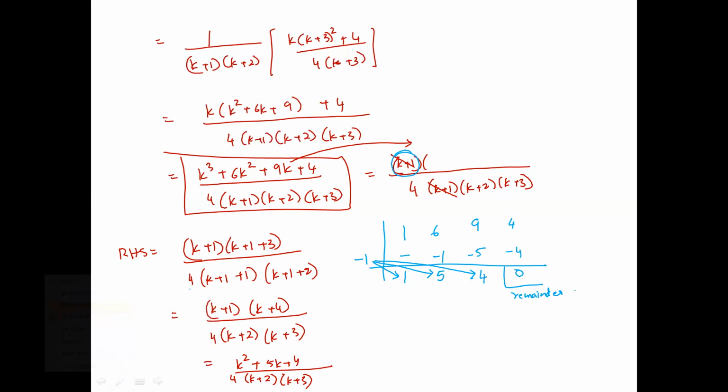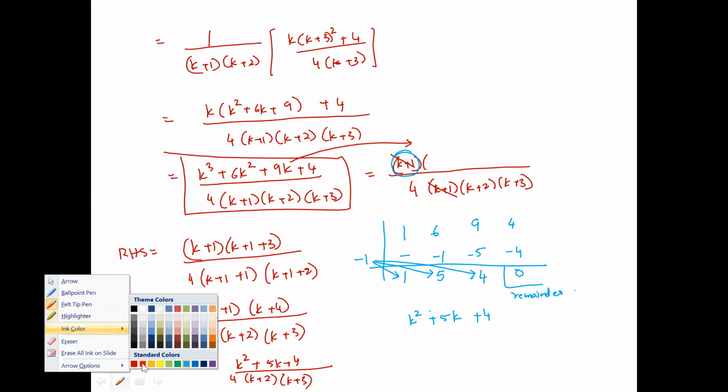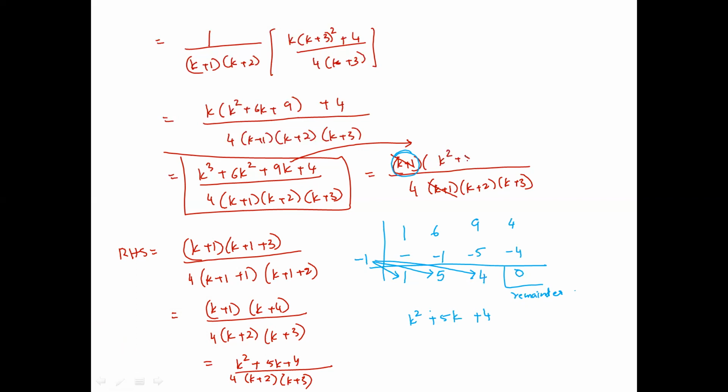That means it will have the factor. 4 is the constant, positive 4, positive 5k, then positive 1k square. So this I can write as the other factor here, k plus 1 into k square plus 5k plus 4. So this idea I got from right hand side, how to simplify the left hand side and get it in this form. Now you see left hand side answer, right hand side answer are same. So P(k+1) is true. That means by principle of finite mathematical induction, P(n) is true for all natural numbers.